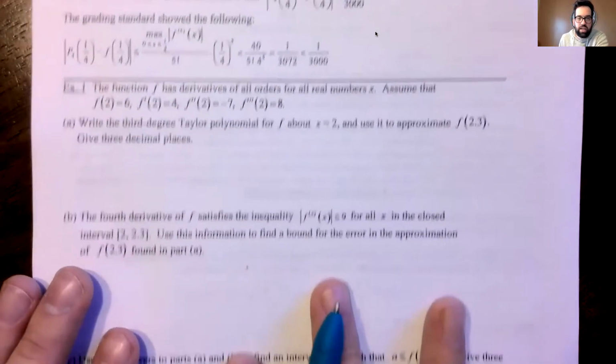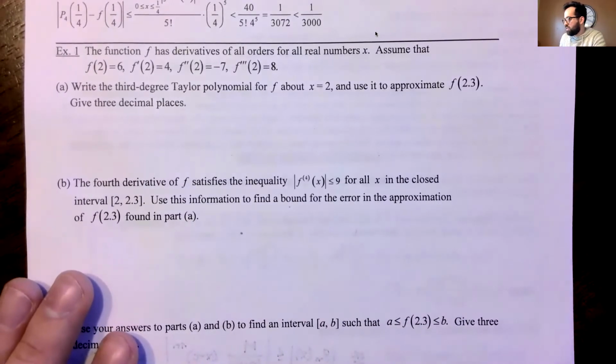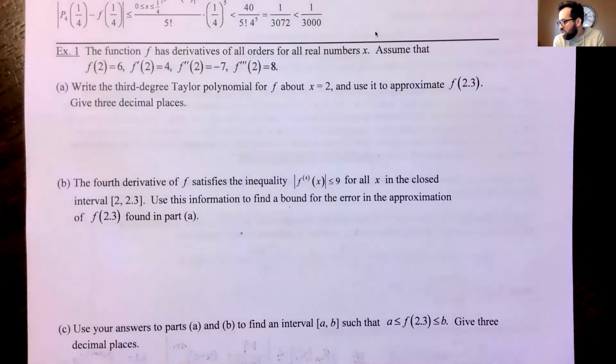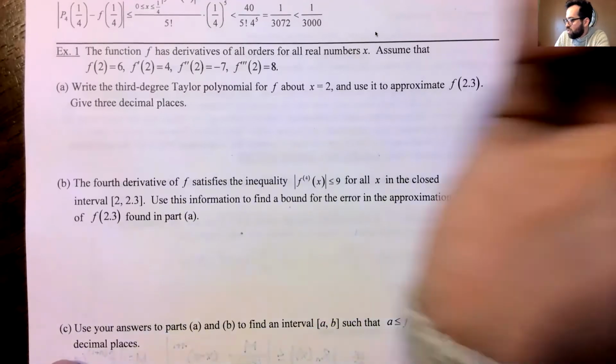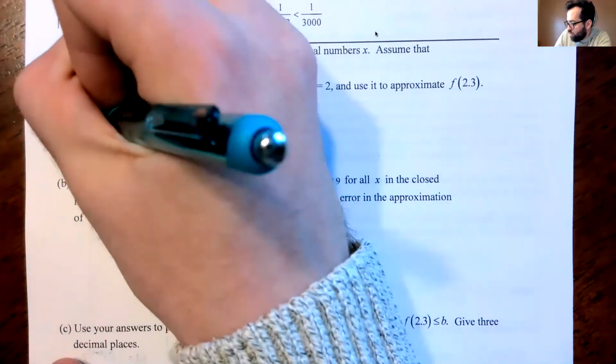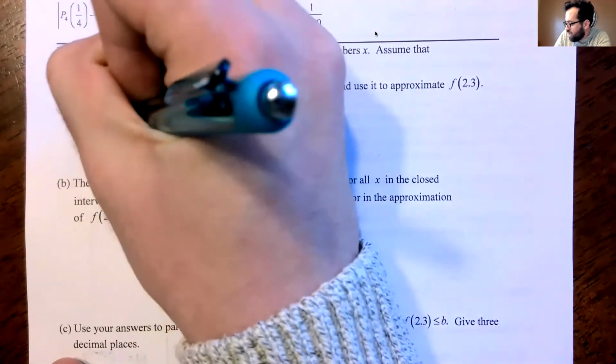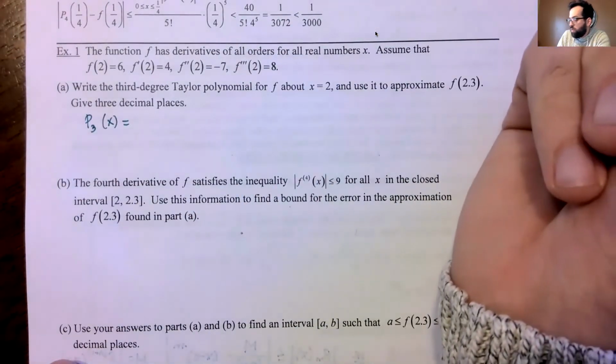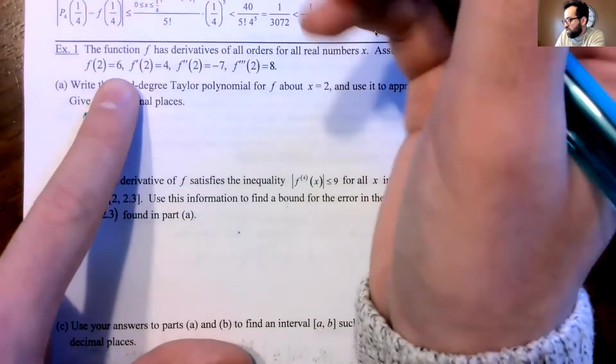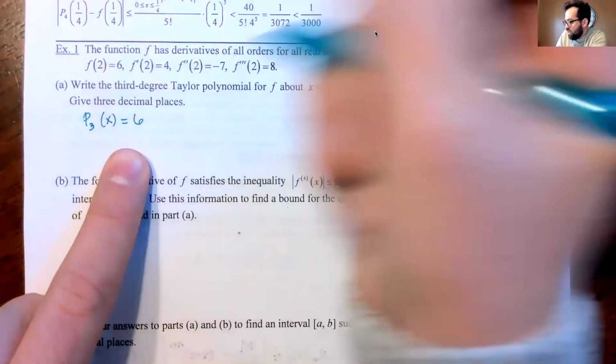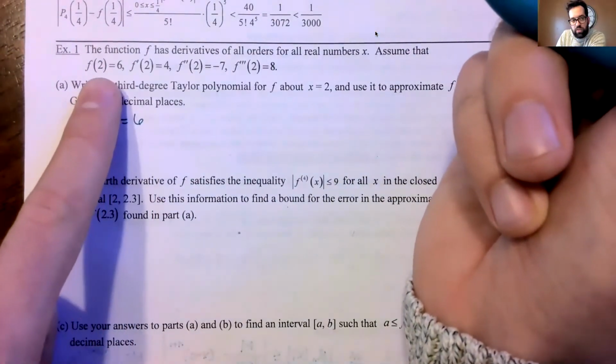All right, so let's just try an example. I think the more that we try it, the easier it'll get. So let's see. We have a function with derivatives. All we know is the function value and the first 3 derivatives when x equals 2. Find the third degree Taylor polynomial for f about x equals 2, and use it to approximate f of 2.3, give 3 decimal places. All right, so we need the third degree Taylor polynomial. That means we're going with the P3 of x. And lucky for us, we were given the first 3 derivatives, so we're going to be able to do this. The first value is just going to be 6. We're centered at 2, so that's good because we have f of 2.